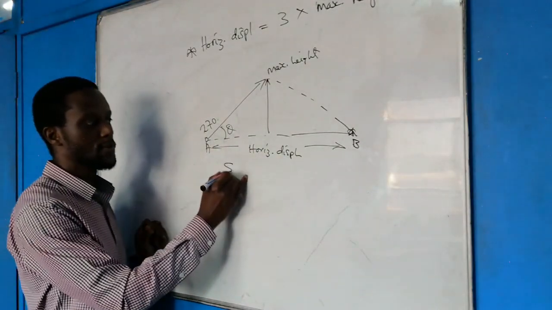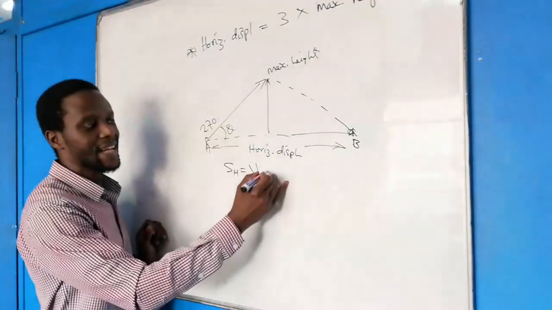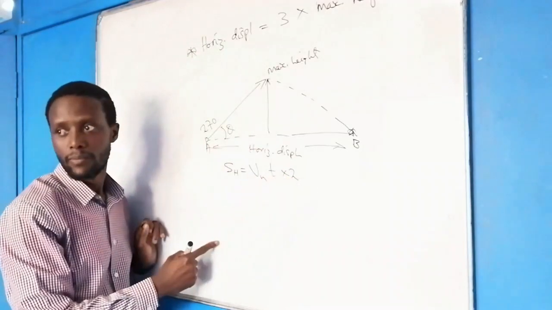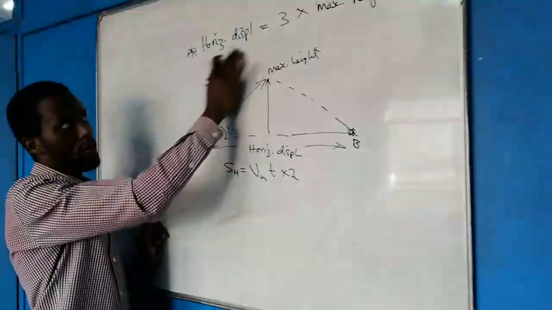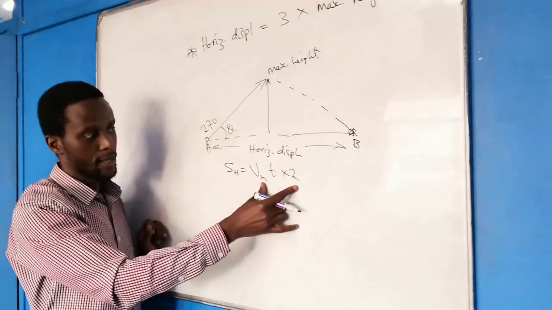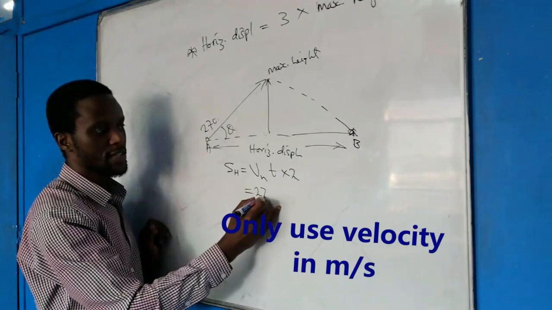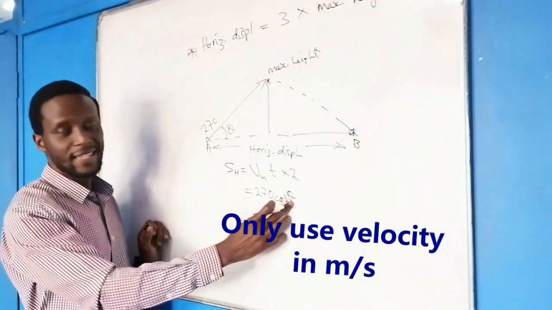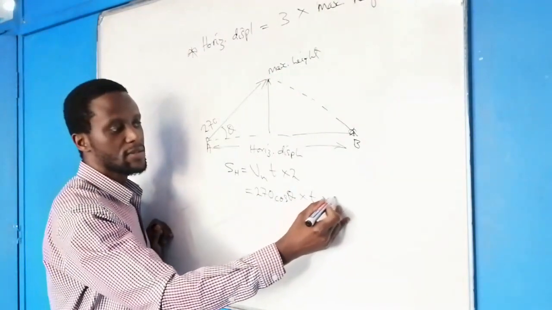Horizontal displacement is equal to the horizontal velocity times the time it took to go up, then we multiply by 2. So this can be substituted. The horizontal velocity in this case is 270 cos theta. We don't know what theta is. That's what we are solving for. Times the time times 2.